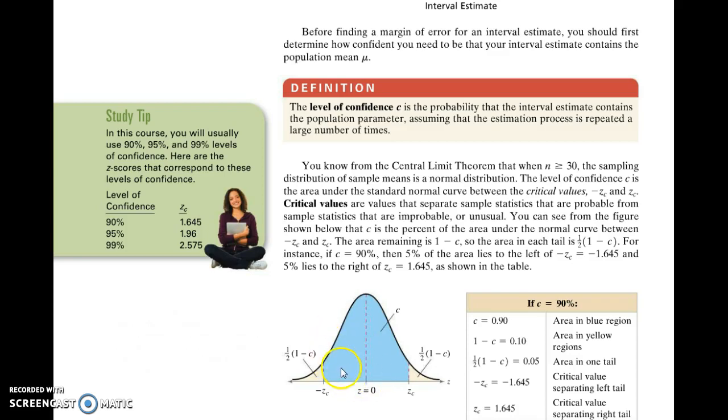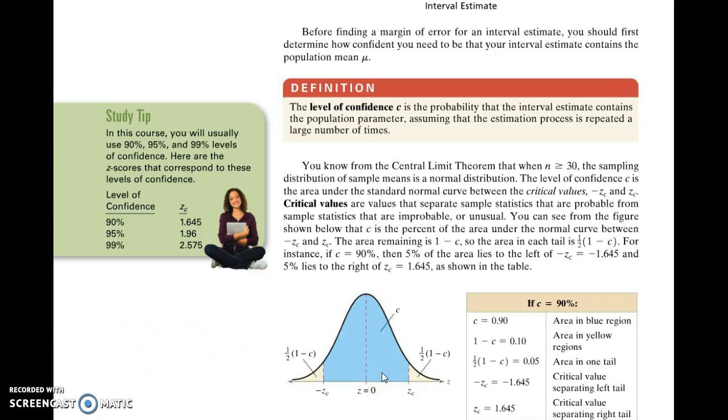And this picture has colored in blue 90% of the distribution. So there's a cutoff side to the right that it's saying is 1.645, and there's a cutoff side to the left that it's saying is negative 1.645. And that in between those critical values, 90% of the data lies.